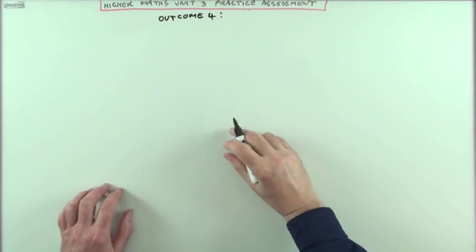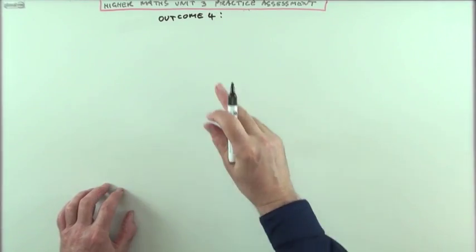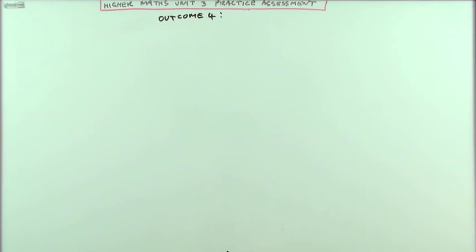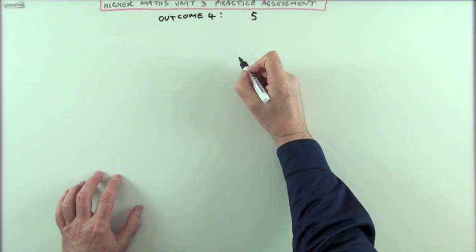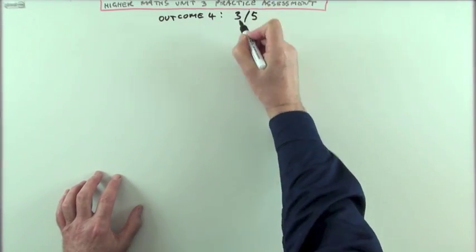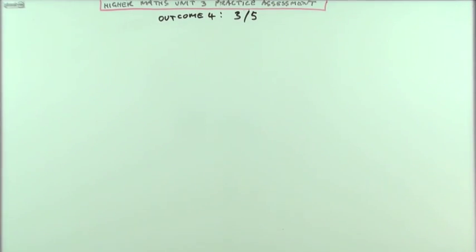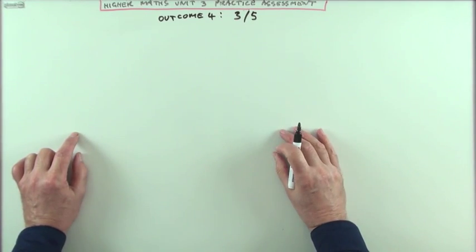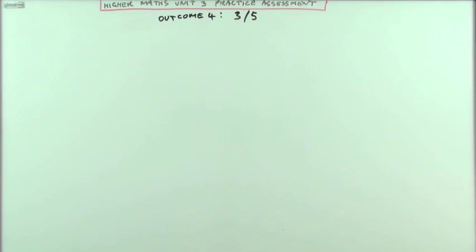Higher Maths, Unit 3, Practice Assessment, NAB 3, Outcome 4 on further trig relations, the wave function in this case. Now, there are 5 marks available here, and in order to pass it, you need to get 3 of those 5 marks. Now, this further technique completes the set of trig equations that you should be able to solve as far as the Higher is concerned.